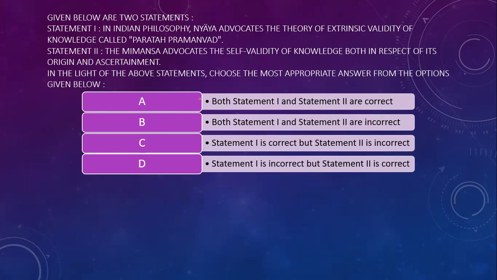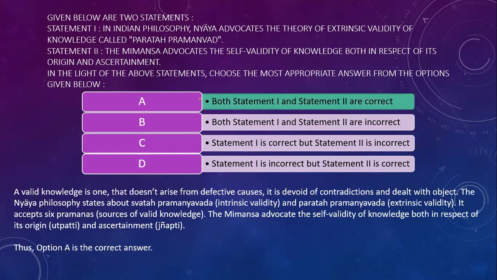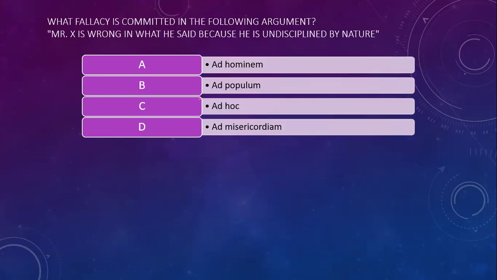Statement 1: In Indian philosophy, Nyaya advocates the theory of existence, validity of knowledge called paratah pramanya. The Mimamsa advocates the self-validity of knowledge, both in respect of its origin and ascertainment. We'll check. Both are correct. Valid knowledge is one that doesn't arise from a defective cause, is devoid of contradictions, and deals with an object. The Nyaya philosophy states svatah pramanyavada, intrinsic validity, and paratah.